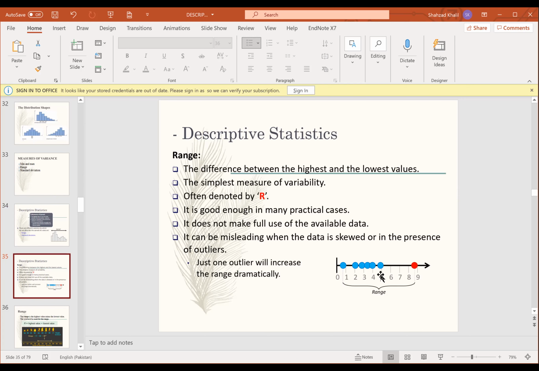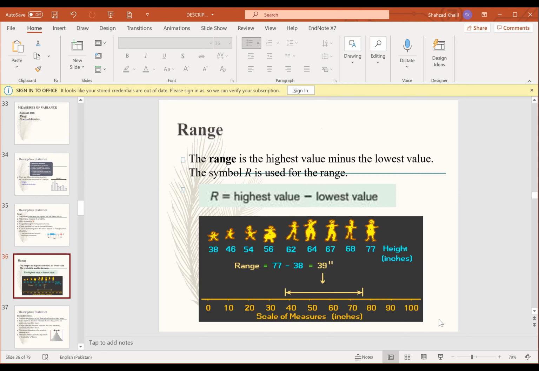As you can see in this data, it is the one outlier over here that increased the range this much. So the range is the highest value minus the lowest value. In this example, we have heights from 38 inches to 77 inches. For the calculation of the range, we subtract 38 from the maximum 77, and with this we get 39. It is the range.